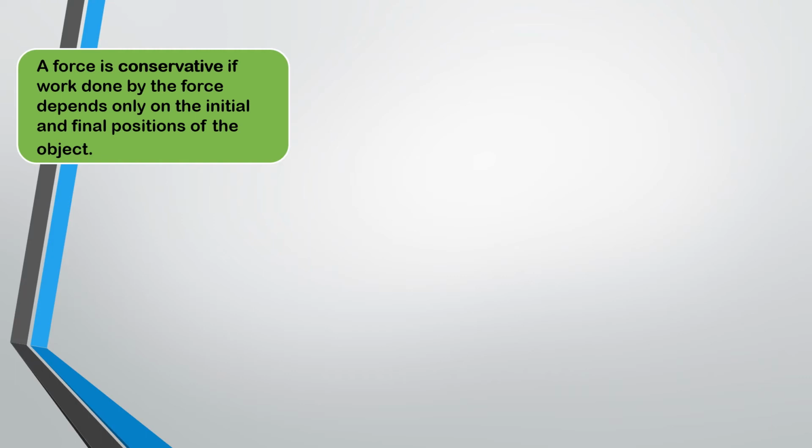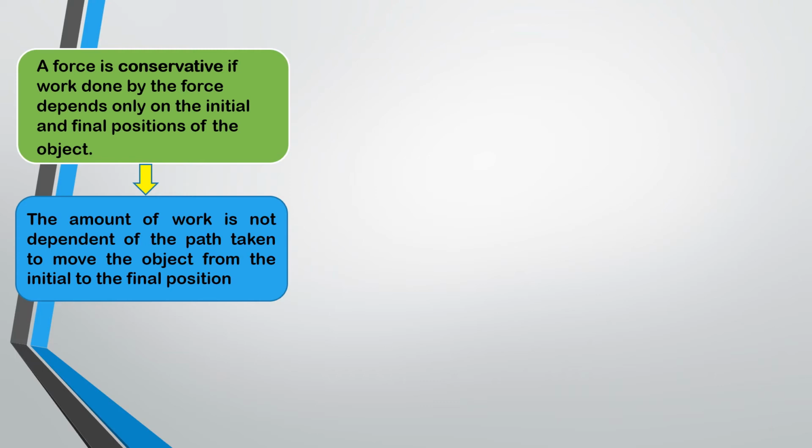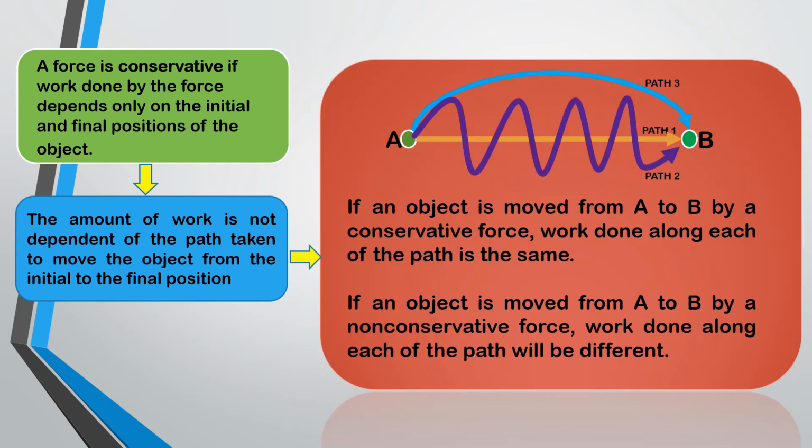A force is conservative if work done by the force depends only on the initial and final positions of the object. The amount of work is not dependent on the path taken to move the object from the initial to the final position. From the above diagram, if an object is moved from A to B by a conservative force, work done along path 1, path 2, and path 3 is the same. If an object is moved from A to B by a non-conservative force, work done along each of the paths will be different.